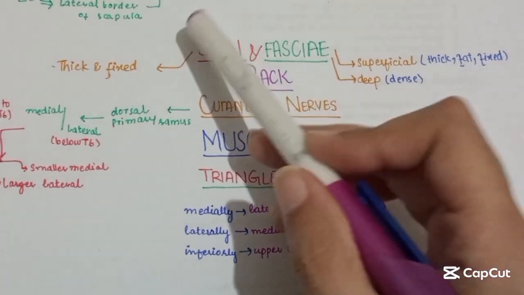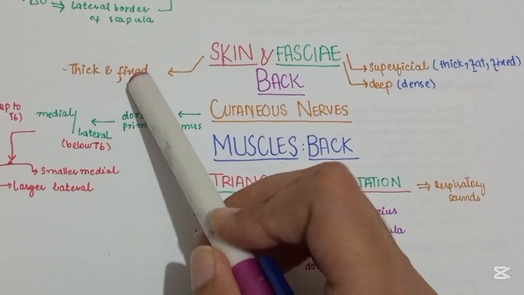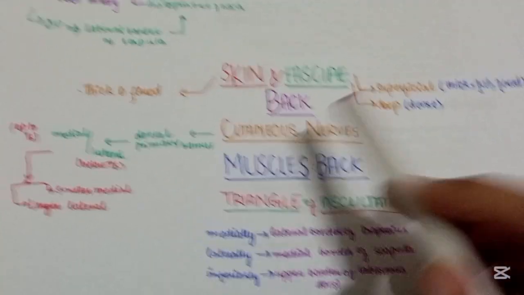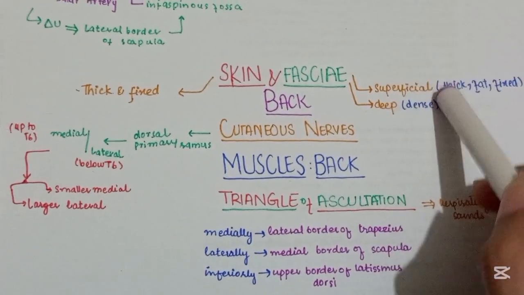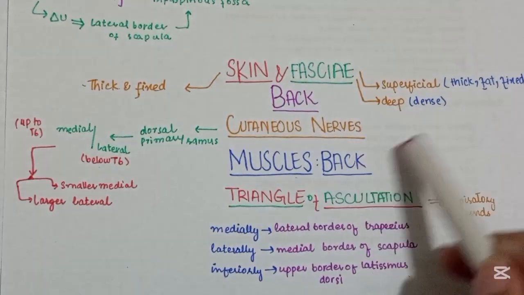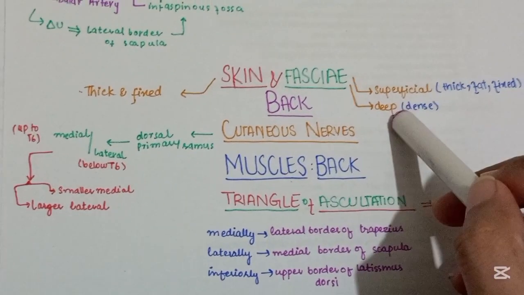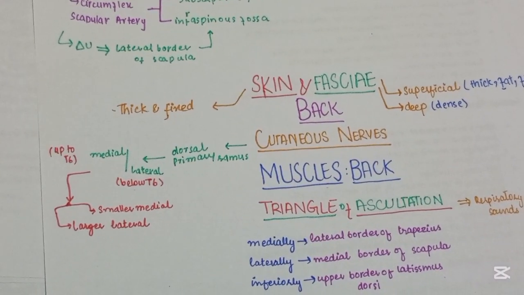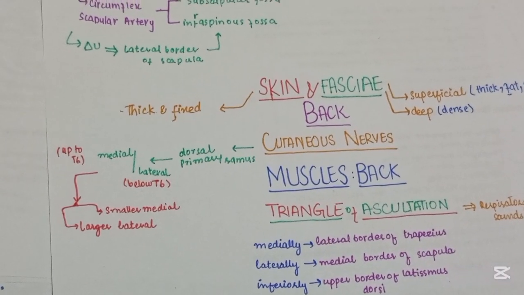So let's start the back with the skin. The skin of the back is thick and fixed, whereas the fascia is divided into the same superficial and deep fascia. Here the superficial fascia is thick, it contains fat and it is fixed with the skin, whereas the deep fascia is dense in texture. The cutaneous nerves of the skin of the back are supplied by the branches from the dorsal primary ramus.